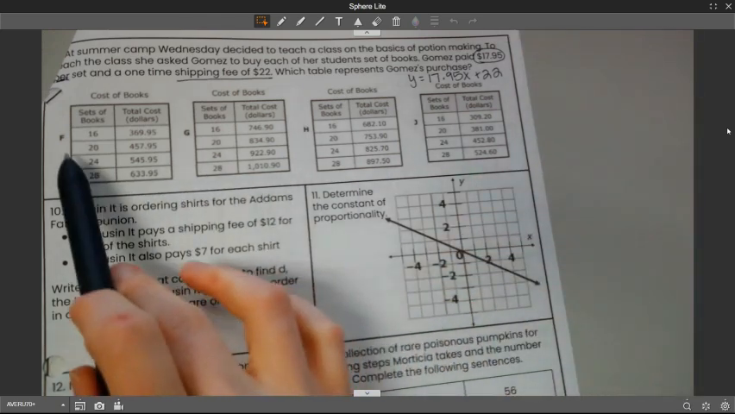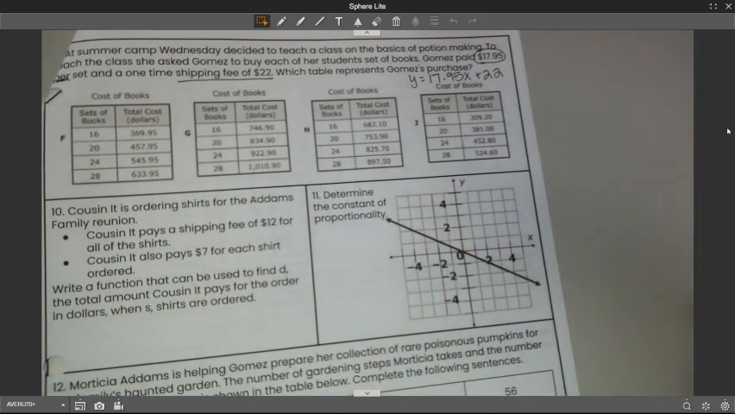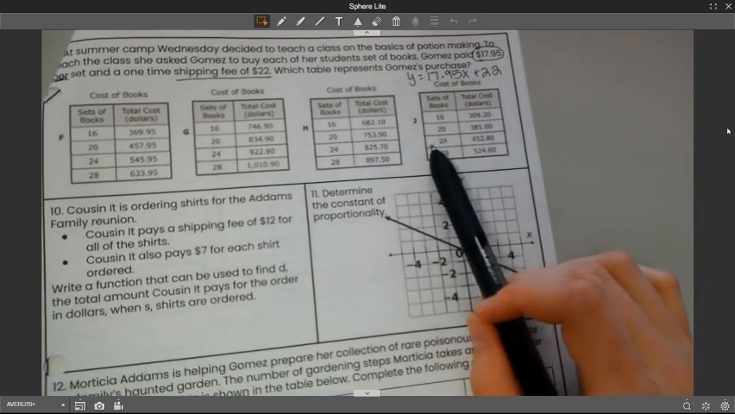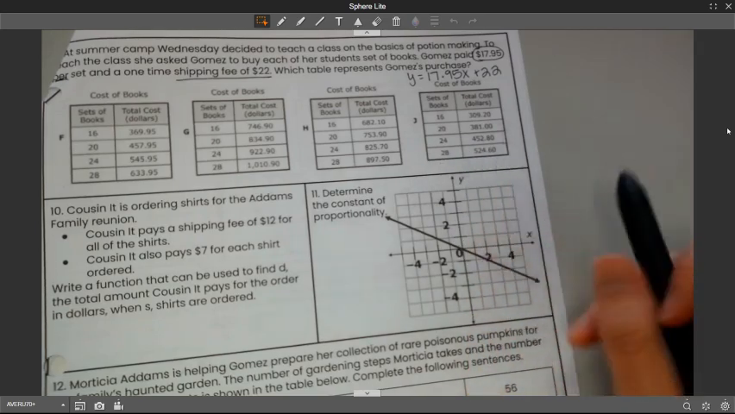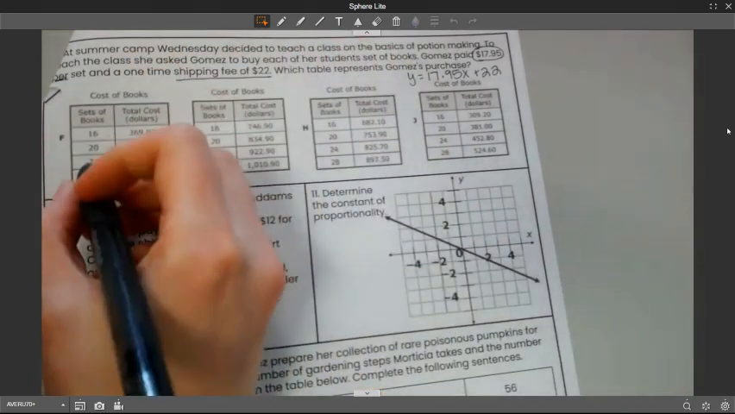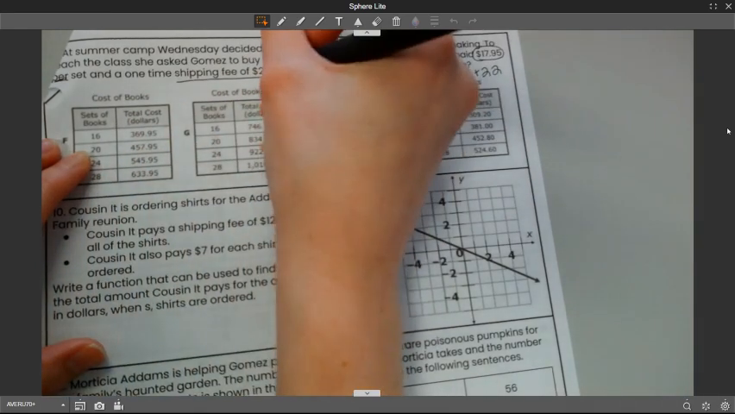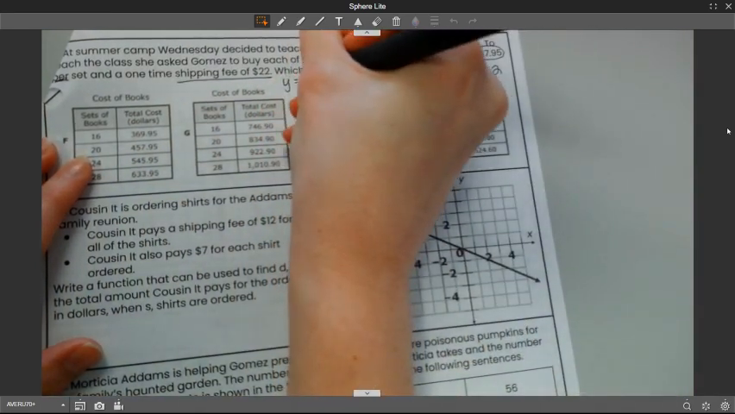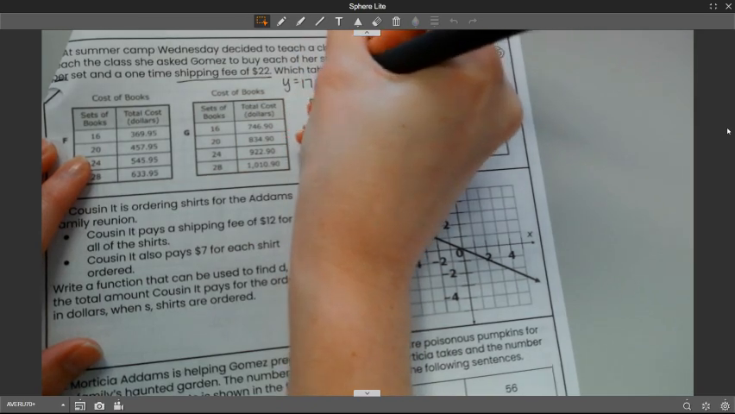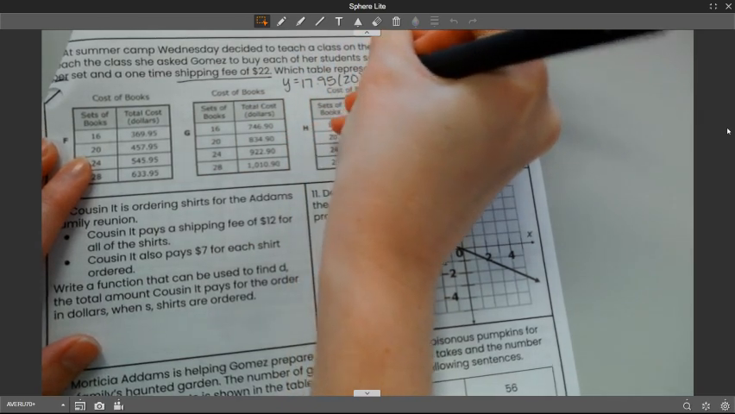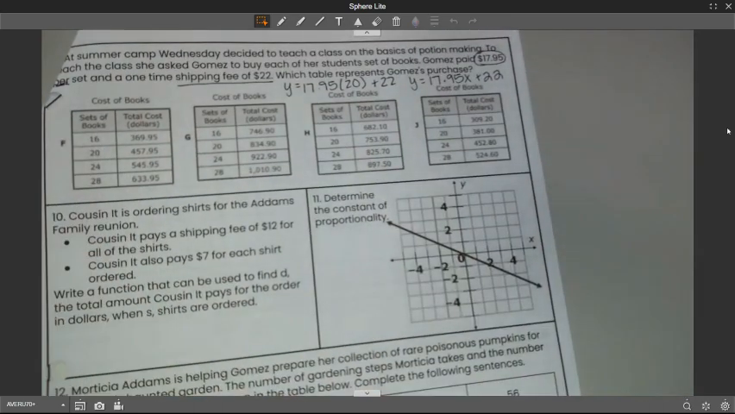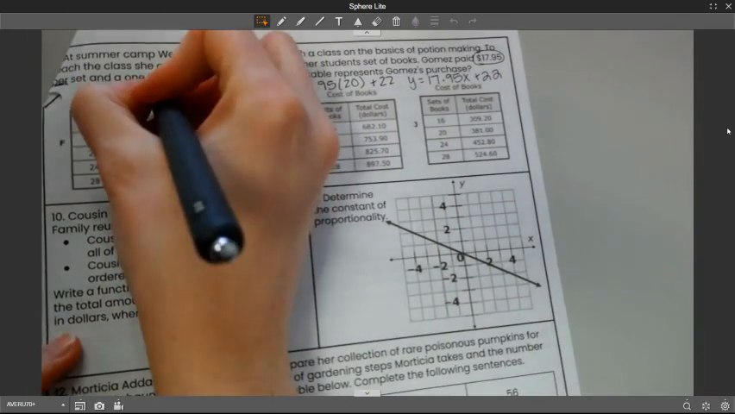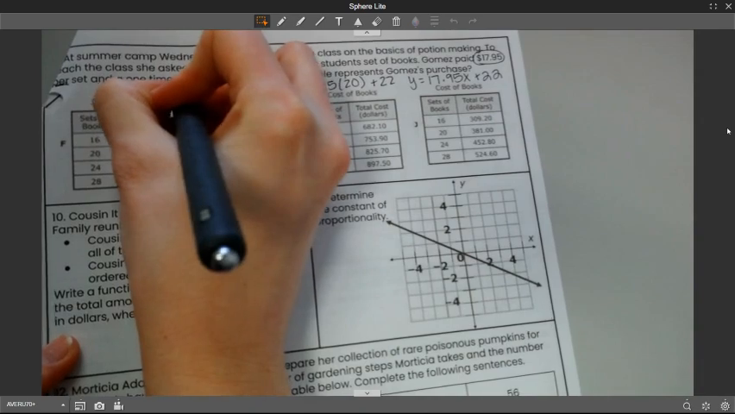So I see that 20 is in all of the tables. So I'm actually going to use the point with 20 because it'll be easier to multiply. So I'm going to check the first table by saying y is equal to $17.95 times 20 plus 22. And I'm going to find which of these tables has the matching y value. So first things first, we have $17.95 times 20.